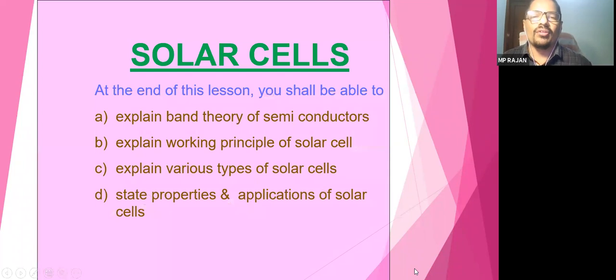Okay. So today my topic is the solar cell. In this session, we'll brush up. First of all, we'll brush up our previous knowledge about the band theory of semiconductors, and then we'll see the working principle of the solar cell. Then we'll see what the different types of solar cells available are, and last we'll see the advantages, disadvantages, the properties, and the main uses of the solar cell.